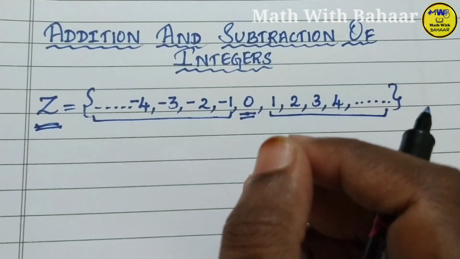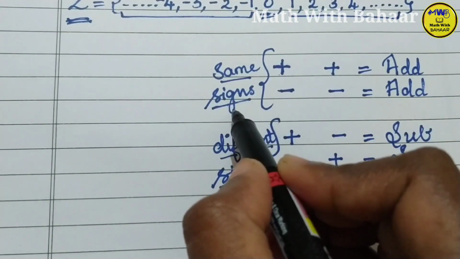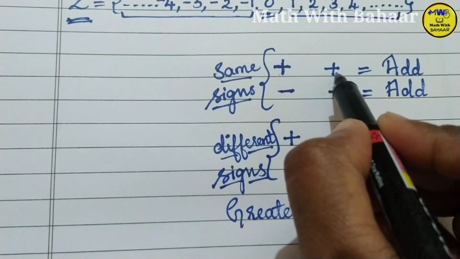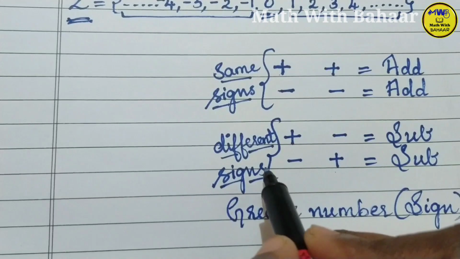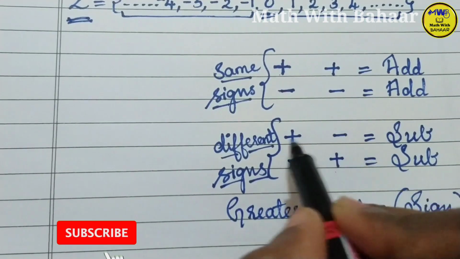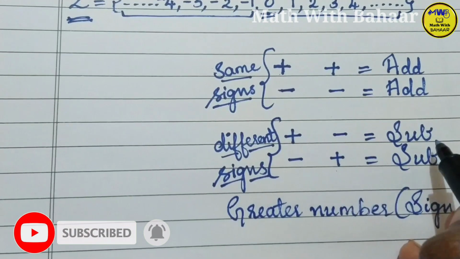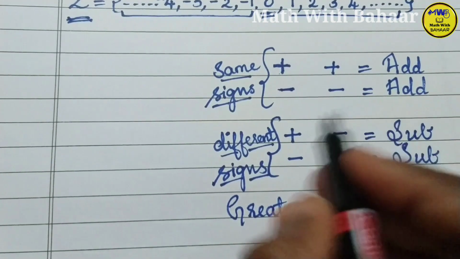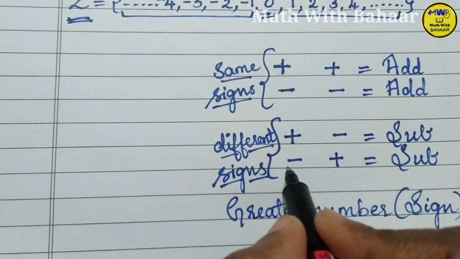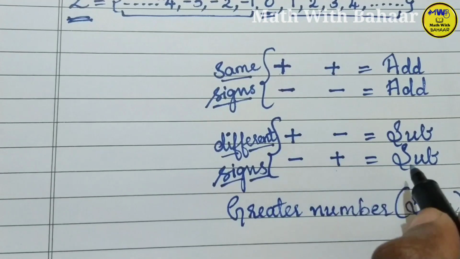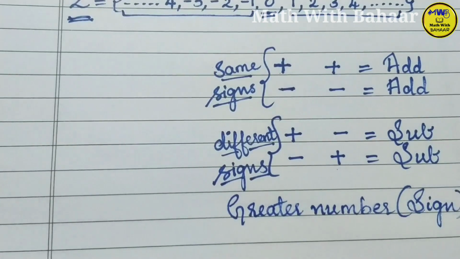Now let us understand the rules that should be followed in order to add or subtract integers. Integers having the same signs, let's say positive integers or negative integers: if both are positive or both are negative, then you're going to add those integers. If you have different signs, let's say the first integer is positive and the second integer is negative, then you'll be subtracting those integers. Or maybe the first integer is negative and the second integer is positive. Even then, you are going to subtract those integers. If you have different signs, then remember that you are going to subtract.